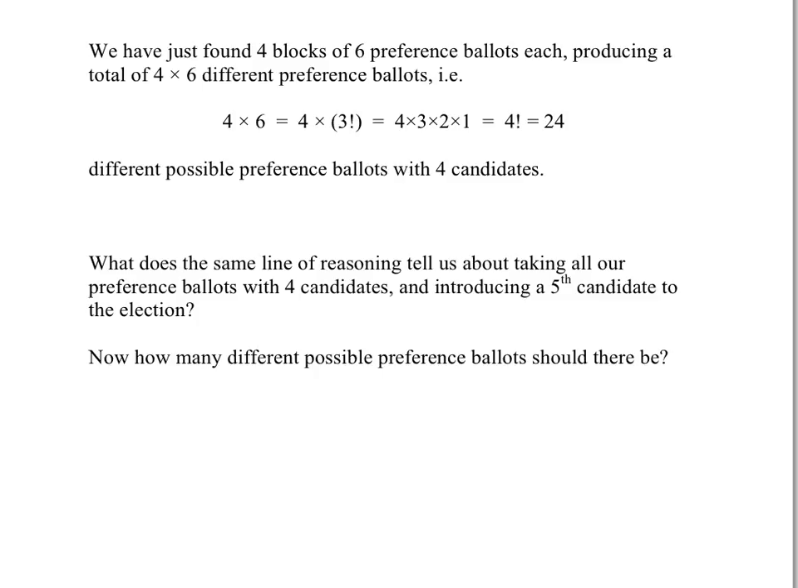Well, by the principle that if you liked 4, you've got to love 5, I can ask, what does the same line of reasoning tell us about taking all our preference ballots with 4 candidates and introducing a 5th candidate? Okay, now how many different possible preference ballots should there be?